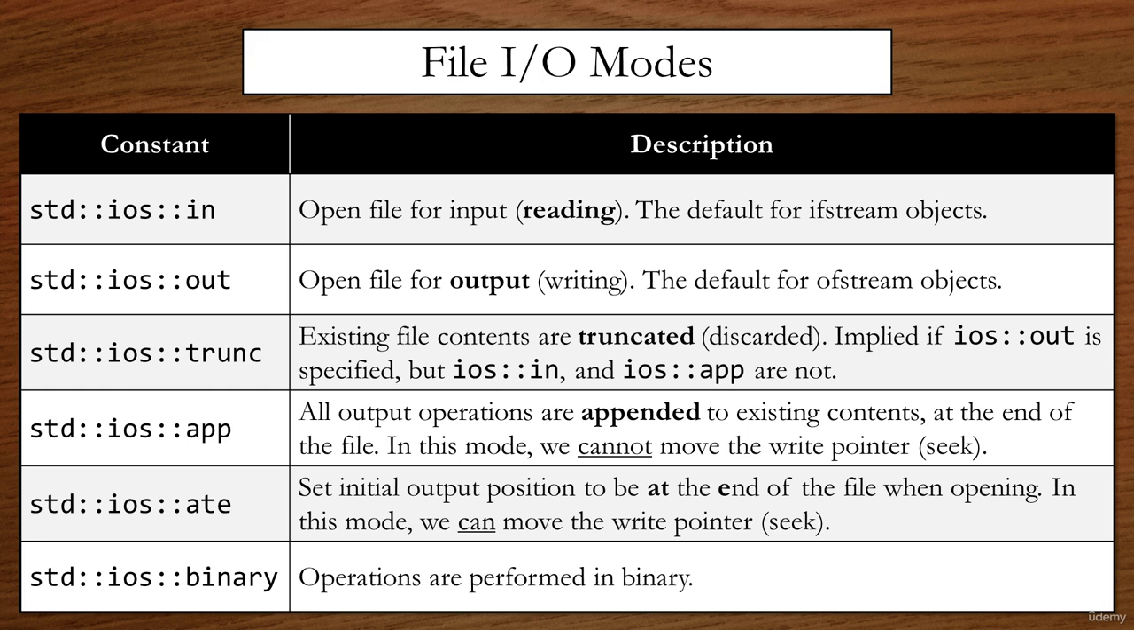You might have thought about whether or not that is possible, and in this lecture I will demonstrate how we can do that. Then we have two modes that we are not concerned with all that much. We have ate for at the end, so it will set the initial output position, or in other words the output caret or pointer, to be at the end of the file when opening. And then we also have binary as I mentioned, and in that case operations are performed in binary, or in other words ones and zeros, right? Of course I demonstrated this using the constructors, but this also applies to the open function.